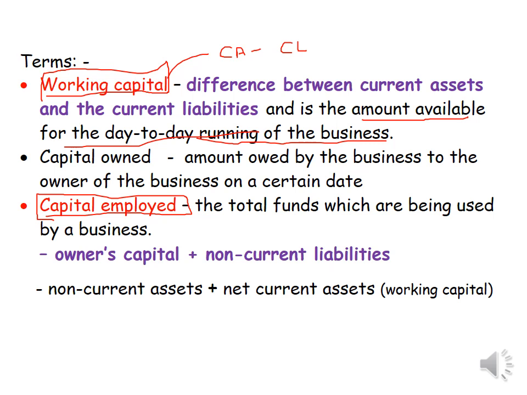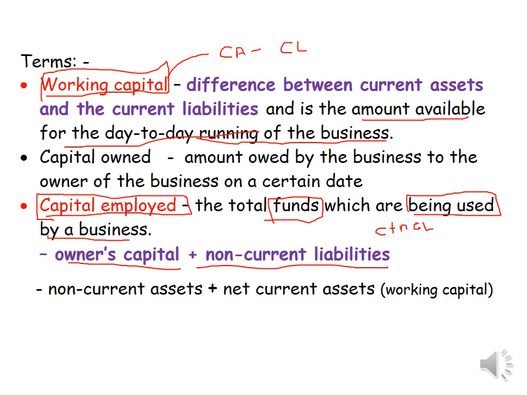Capital employed formula is this: the owner's capital plus NCL. So capital plus NCL, we call that capital employed. What is the capital employed? The total fund that is being used by the business. How much money they use to start this business or to run this business, like how much total money.